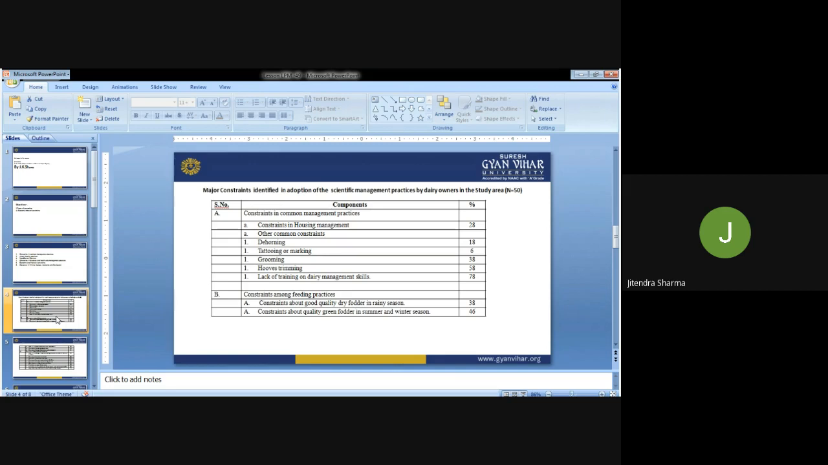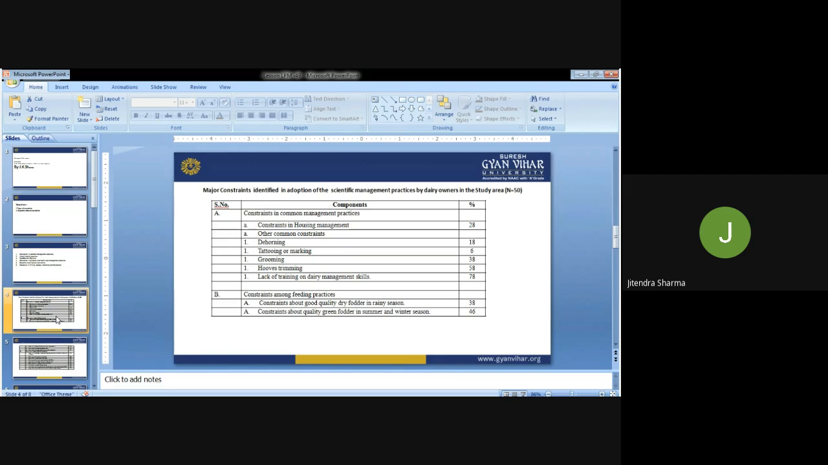38% of dairy owners have reservations because they are not in a position to groom and brush their animals, because it requires a lot of labor, an intensive job. They say that labor is an expensive issue for them, and proper trained labor is also not available in their area. So that's why they have the reservations.